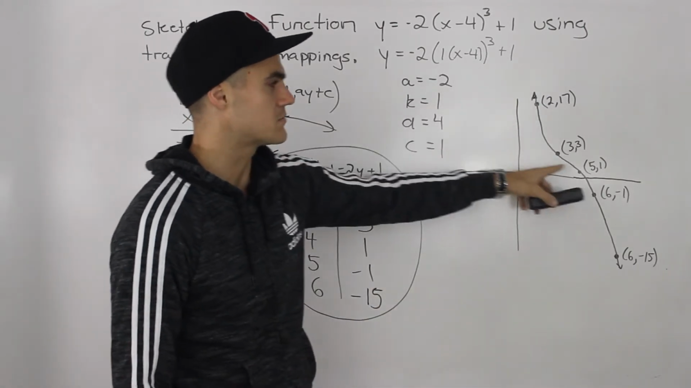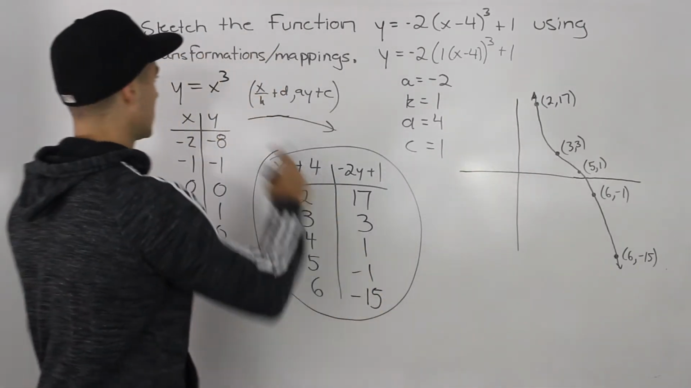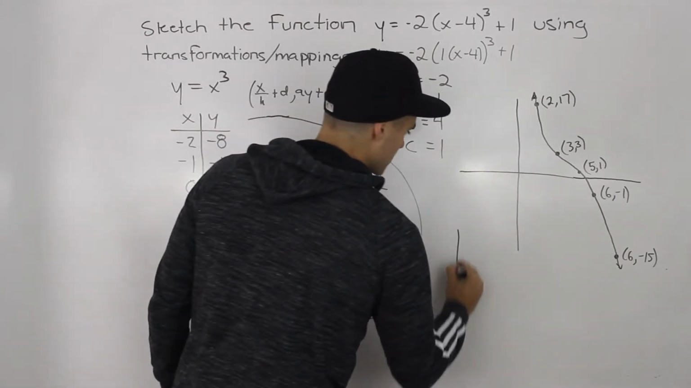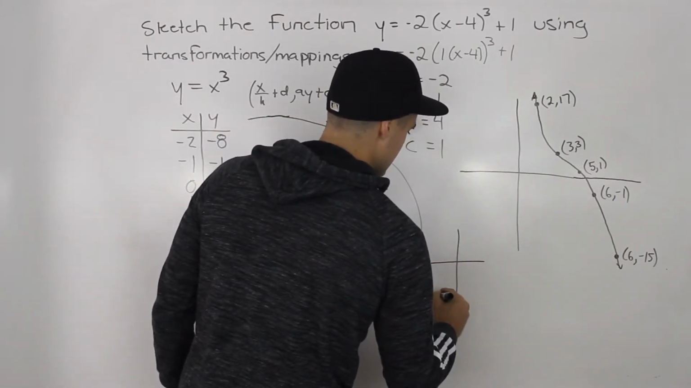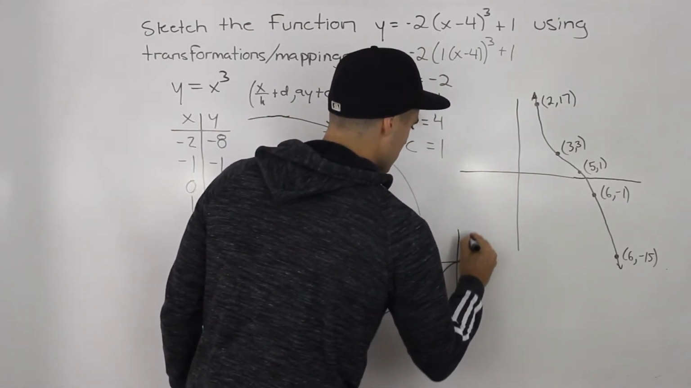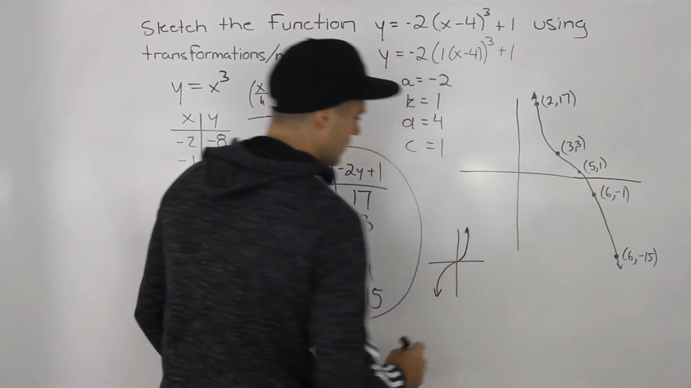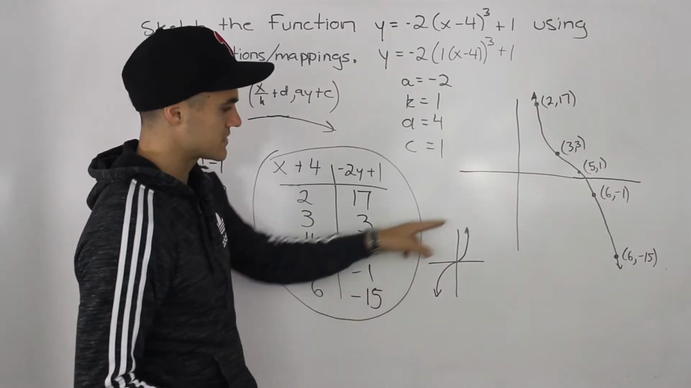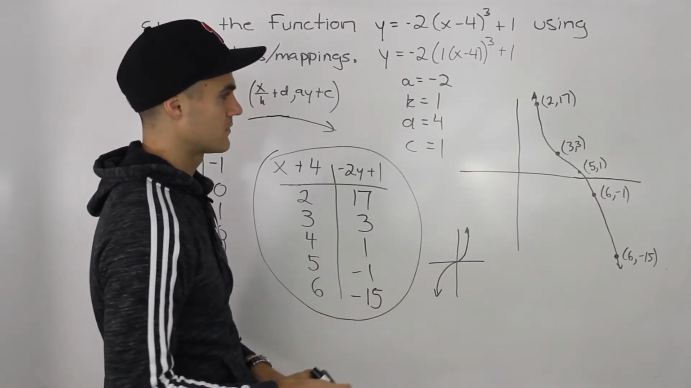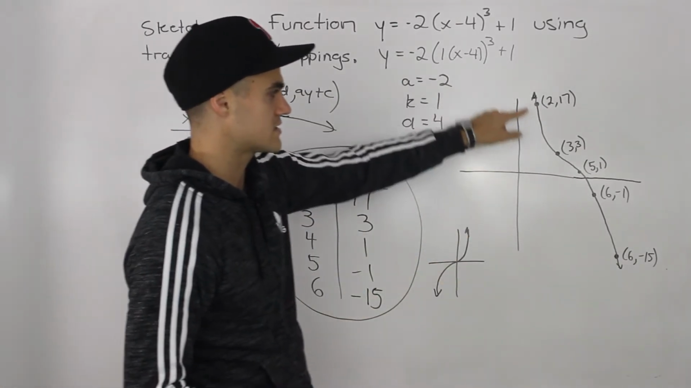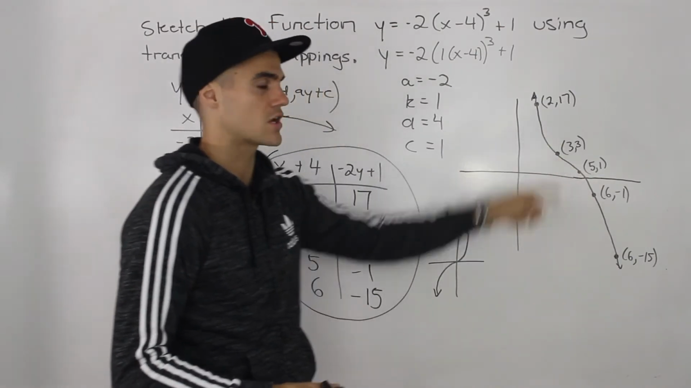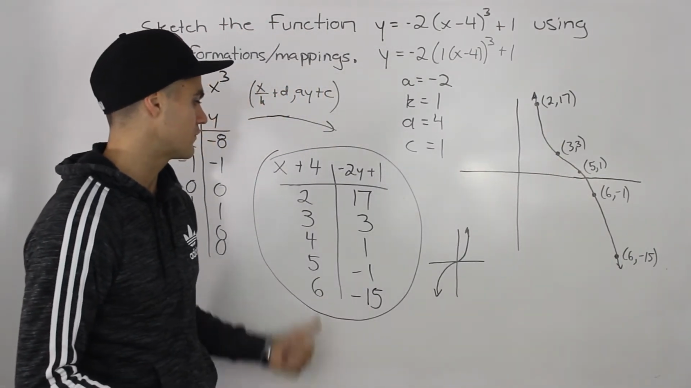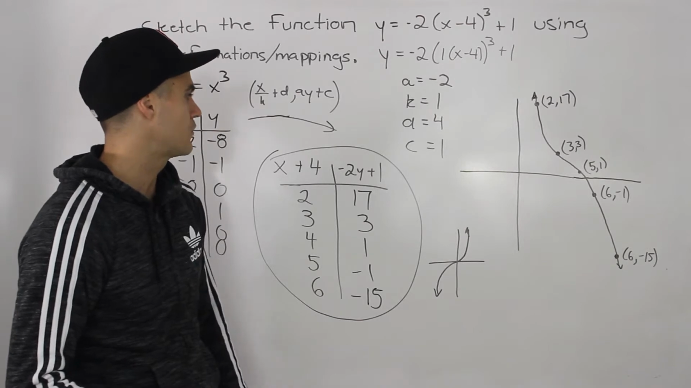Notice it's always going to be this shape whenever you're dealing with y equals x cubed, because y equals x cubed has the same sort of shape. It's sort of like that. Whether it's reflected and shifted or stretched, it's always going to take this general shape. And notice this is that same sort of shape, so we can be pretty confident that we are on the right track with this table of values.